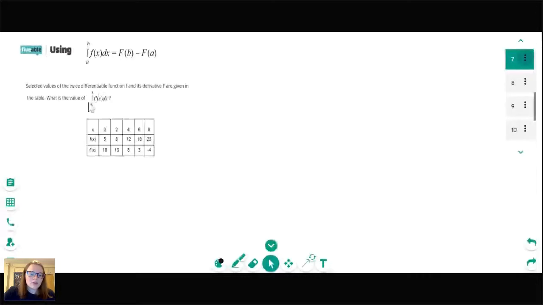Okay, so the first thing we need to do is find the integral, right? So using this first rule and the second rule at the same time, if you're taking the integral of f prime, what could someone in the chat write out what that equation would look like? What would that be in equation form if we're taking the integral of f prime?